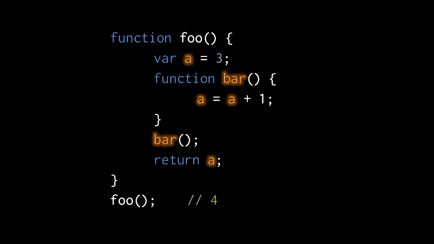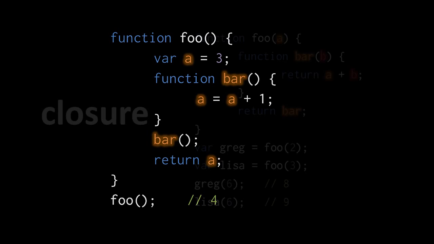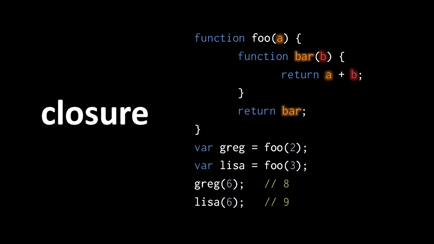If, however, we return bar itself from the call to foo, or if we store it in some variable, array, or object outside the function foo, then the function bar will outlive the call to foo and so might make use of closure. Here, the nested function bar returns the sum of its parameter b and the parameter a of its enclosing function foo, and bar itself is returned from foo.